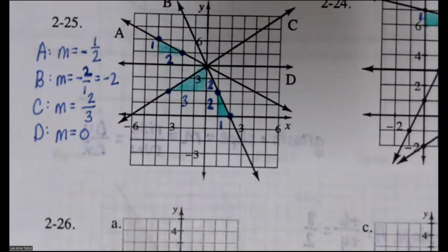Okay, so here's what we're doing today, 23 to 26B. We've already done 23 through 25. We just have to do 26A and B. The homework tonight is 30 through 34.